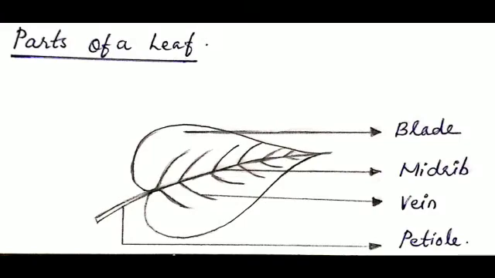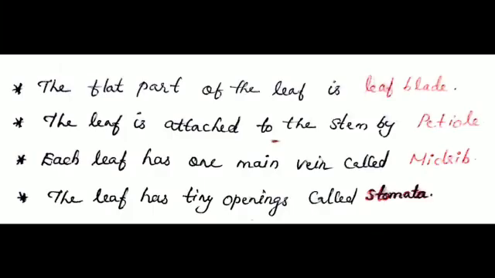Then, let us discuss the functions of different parts of a leaf. Here a figure shows the different parts of a leaf, that is petiole, leaf blade, midrib and vein. The first part is leaf blade. The flat part of the leaf is leaf blade.